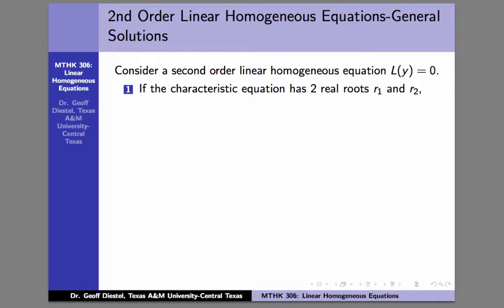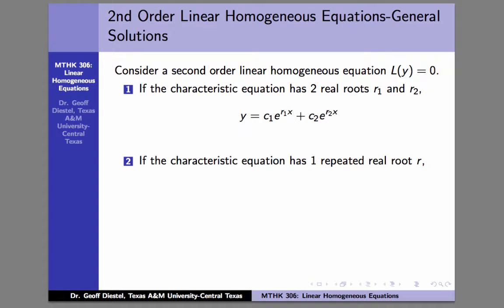So in the case that we have two real roots, r1 and r2, we have seen that by looking at linear operators and how the factoring of the characteristic equation translates into writing our second order linear operator as a composition of two first order operators, we realized that we could have just solved the two first order equations, and the solutions to those give us the two pieces of our second order equation. And our general solution is of this form.